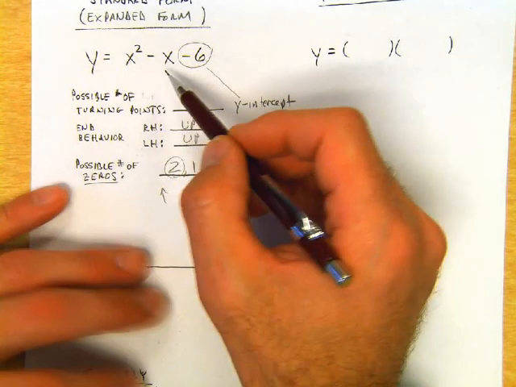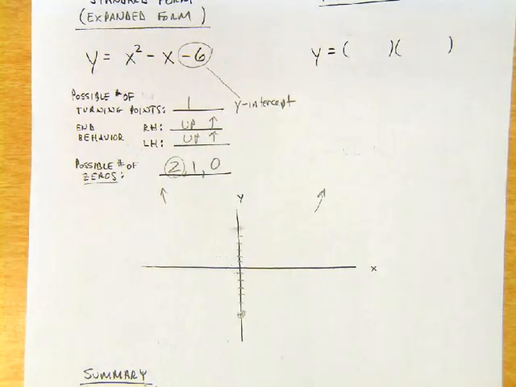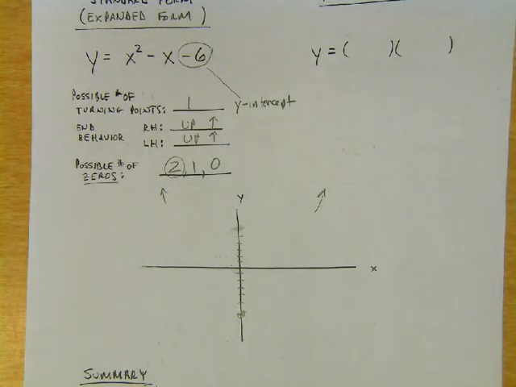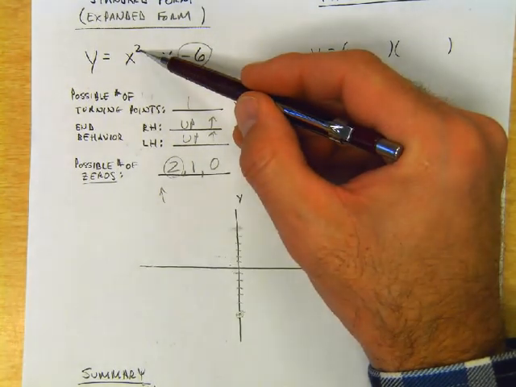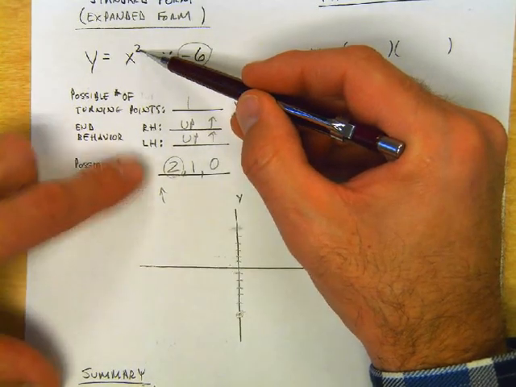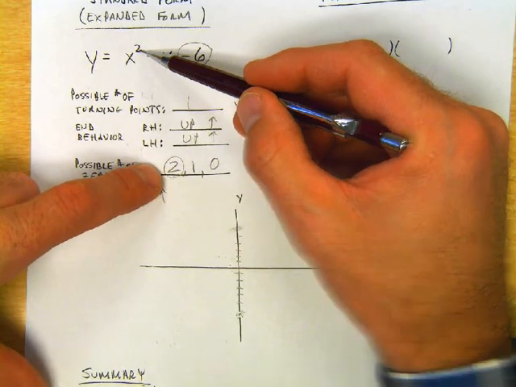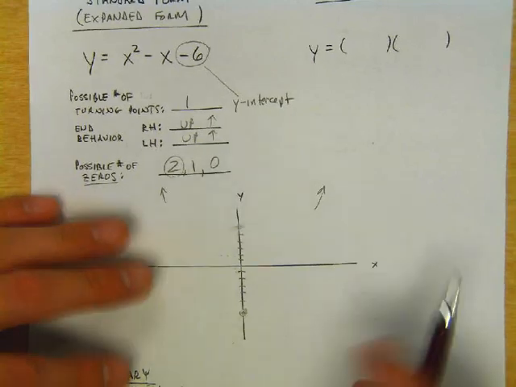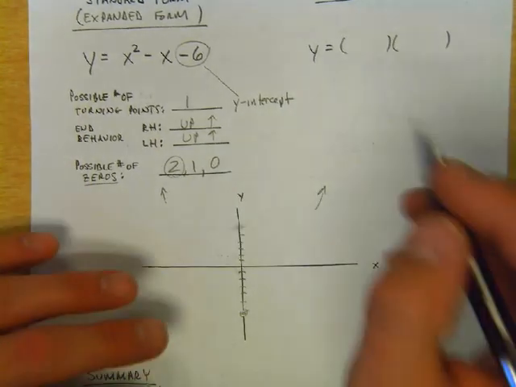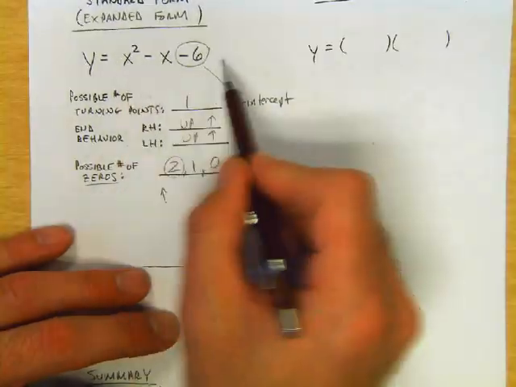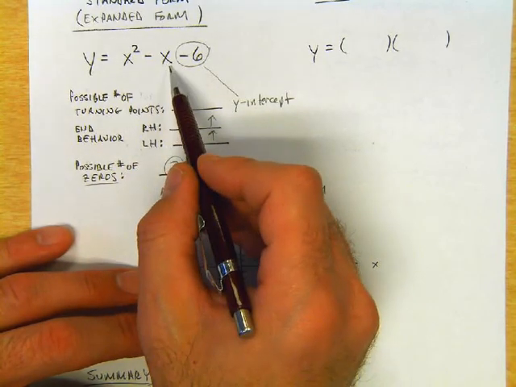Yes, Carlasia? Does this give the number of x-intercepts? It tells you the maximum possible number of x-intercepts. Yep. Okay. Well, what's kind of cool is that if we factor the standard form, we can find the x-intercepts.